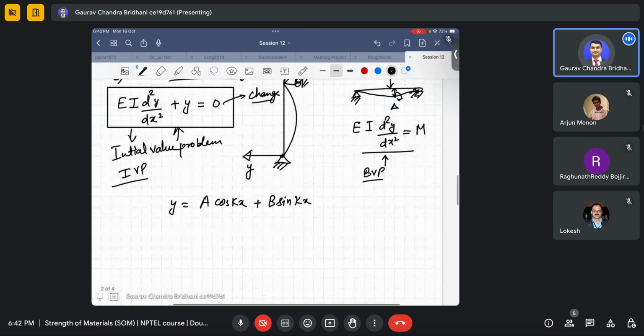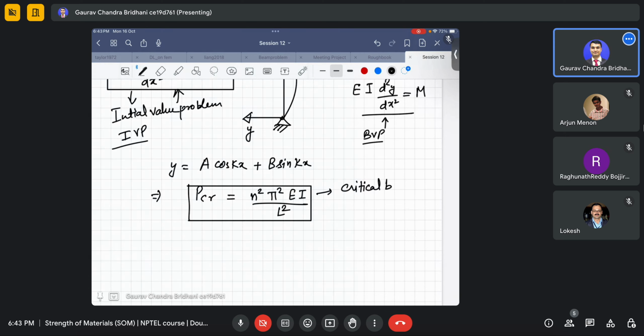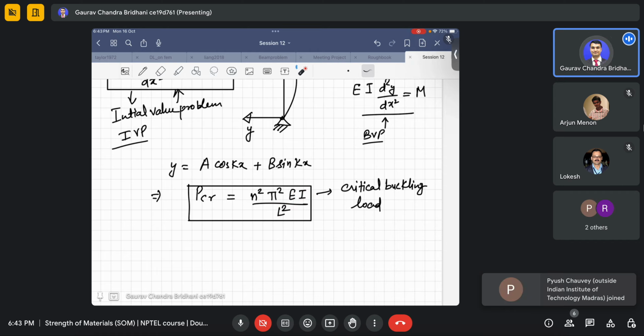k. Okay, and finally you find that your PCR, that is the critical load, comes out to be n square pi square EI by L square. Okay, this is the critical buckling load, which is also defined by Euler. Okay, PCR is the critical buckling load, and we have this formula: n square pi square EI by L square. So you can see how the geometry terms are here to make sure that buckling remains a geometric instability phenomenon.